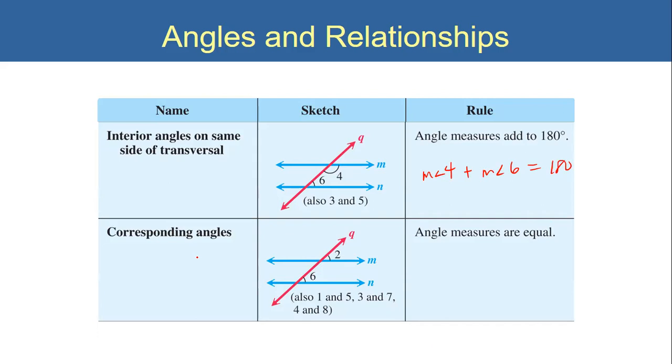Corresponding means that they're on the same side of the transversal, either above or below the parallel lines. So angle 2 and angle 6 are corresponding because they're both on the right side and they're both above the parallel lines. So they're corresponding angles, and corresponding angles are going to be equal measures. So we would say that the measure of angle 2 equals the measure of angle 6. Yay, geometry.